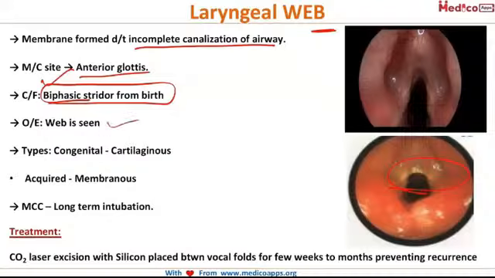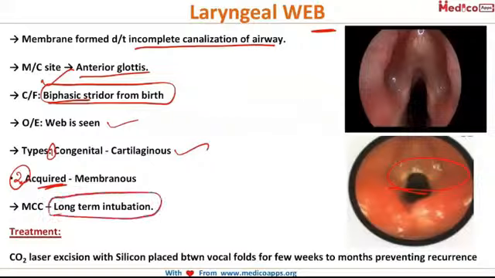On examination, you can obviously note the web, and there are two types. It can be congenital or acquired. Congenital web is cartilaginous, whereas acquired web, that is most commonly occurring due to long-term intubation, is usually a membranous structure. The treatment will be carbon dioxide laser excision with silicone placed between vocal folds for a few weeks to months to prevent recurrence.